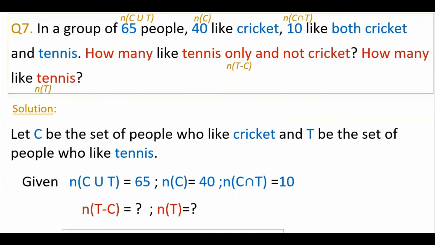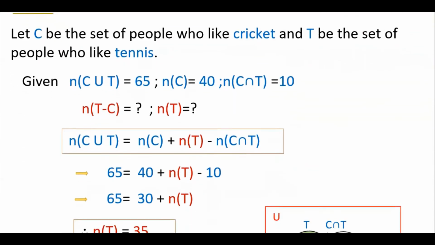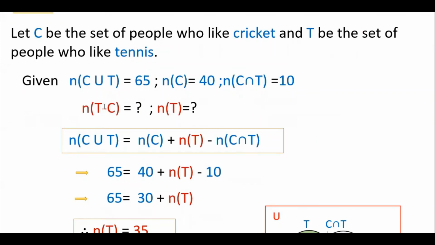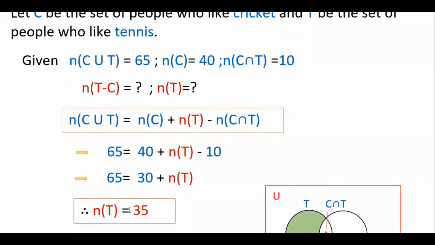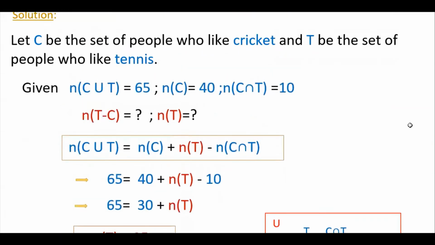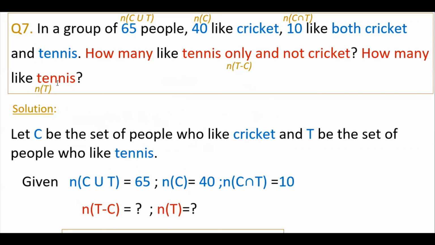And if you write the given values here, you have to find these two values, N of T minus C and N of T. So first you find N of T. N of C union T is equal to N of C plus N of T minus N of C intersection T. Here you know all the values except N of T. So substitute all the values, then you will get N of T. N of T is equal to 35. Here N of T is the people who like tennis.